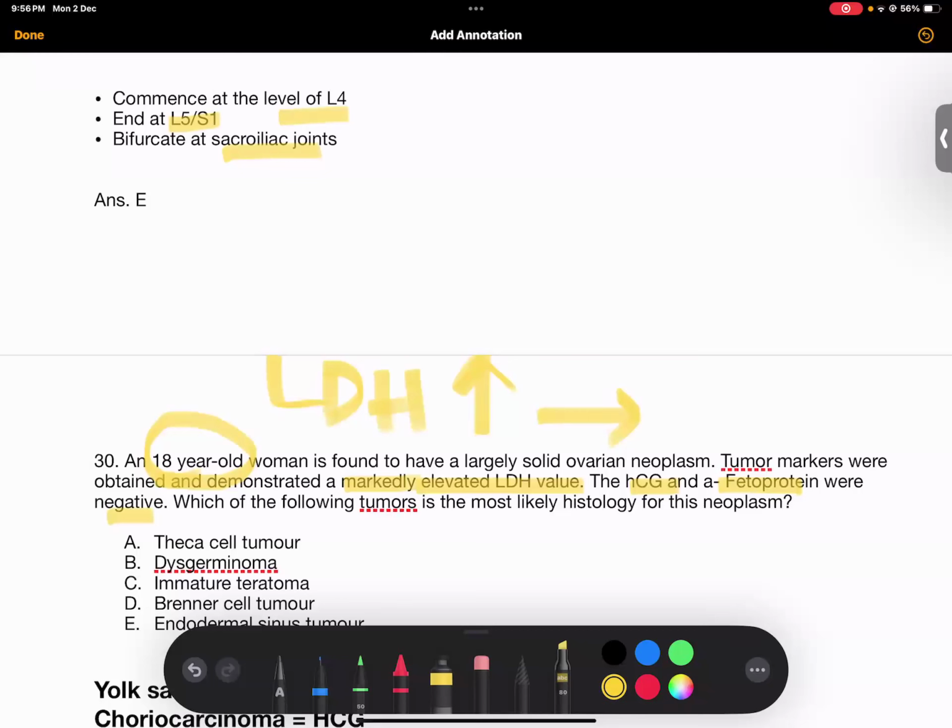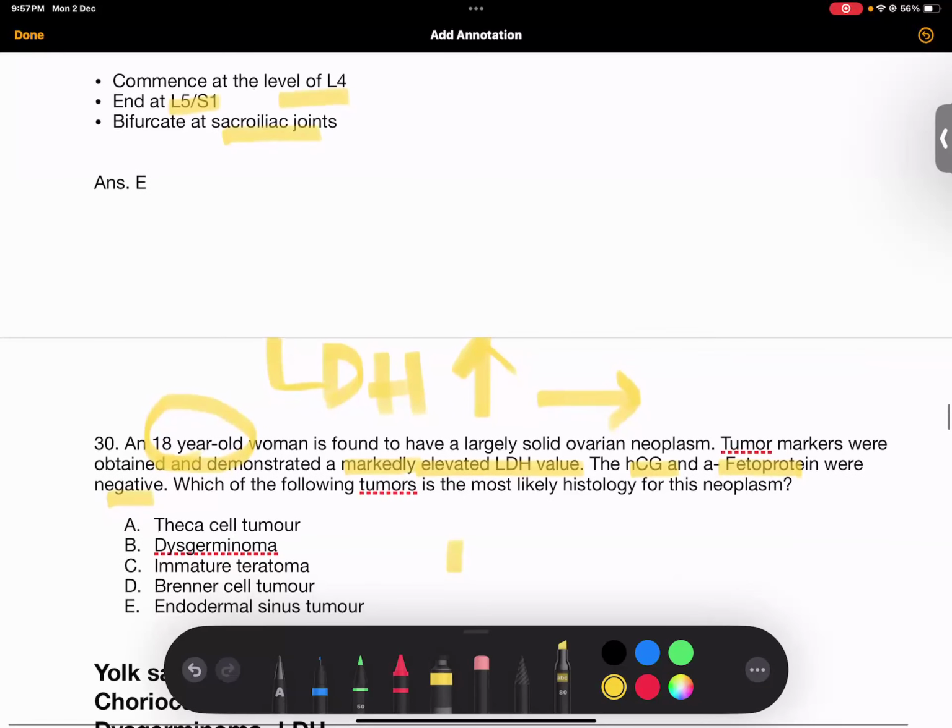In younger age women, you have to go for LDH, HCG, and alpha fetoprotein, because germ cell tumors are very, very common in this age group. Now the LDH. Who will tell me? The LDH is raised in which tumor? Theca cell tumor, dysgerminoma, immature teratoma, Brenner cell tumor, endodermal sinus tumor. In which tumor?